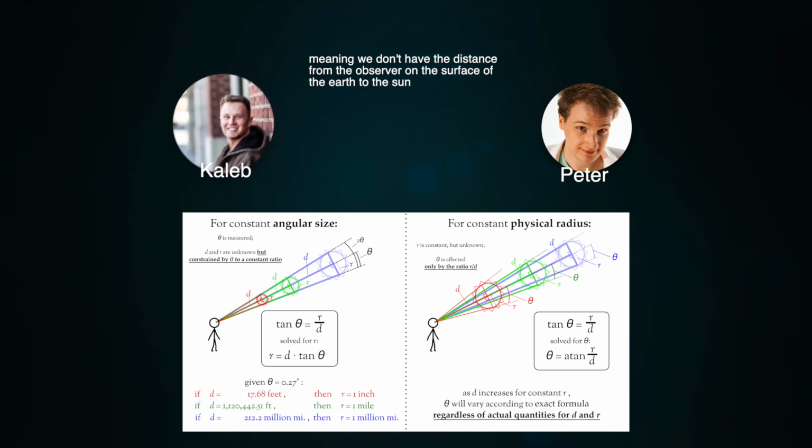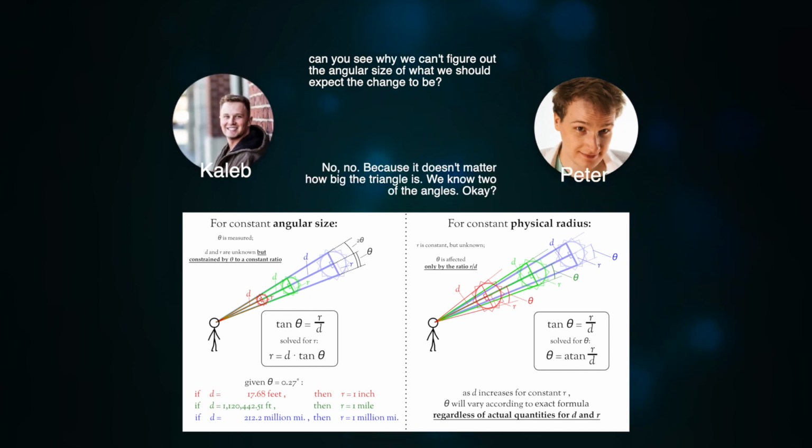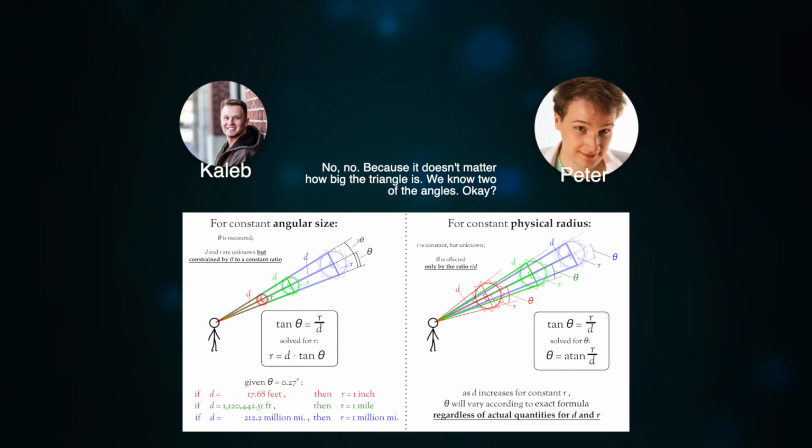Okay. So if we only have one length of the triangle, meaning we don't have the distance from the observer on the surface of the earth to the sun, if we don't have that length of the triangle or the length of the triangle from the sun back down to the earth to another position on the earth, can you see why we can't figure out that angular size and what we should expect the change to be? No, because it doesn't matter how big the triangle is. We know two of the angles, okay?